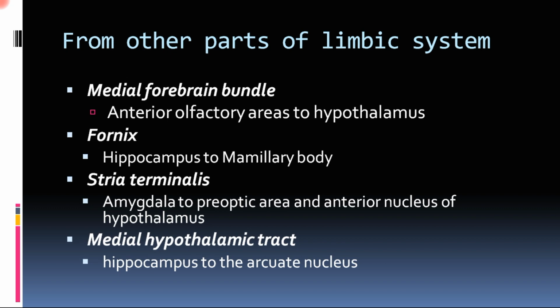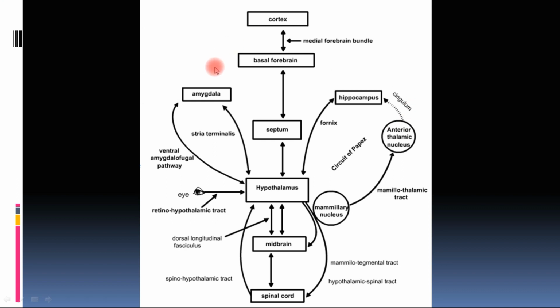Then comes the third one, the stria terminalis. This connects the amygdala to the preoptic and anterior nucleus of the hypothalamus. As we can see in this diagram, the amygdala, this is a simple depiction of the connections of the hypothalamus.